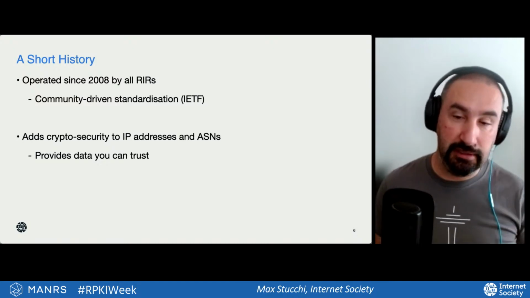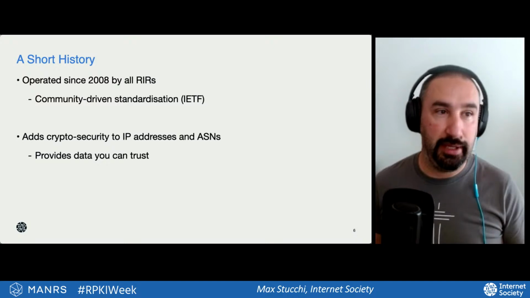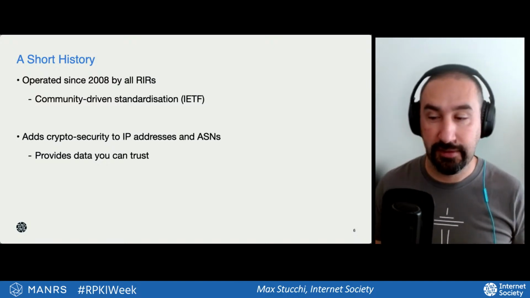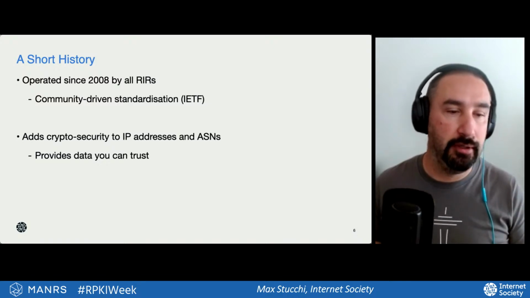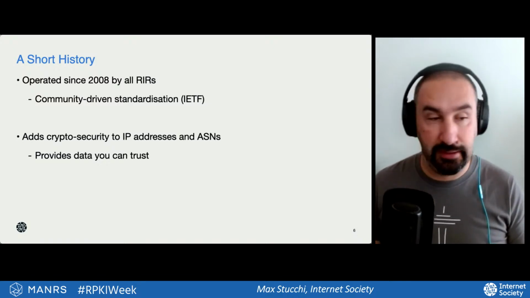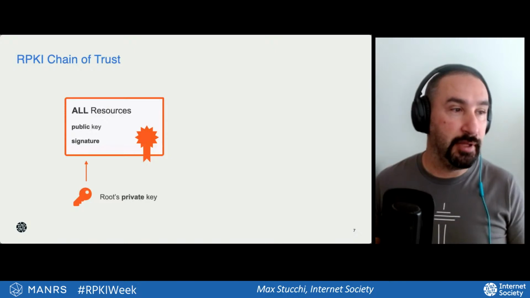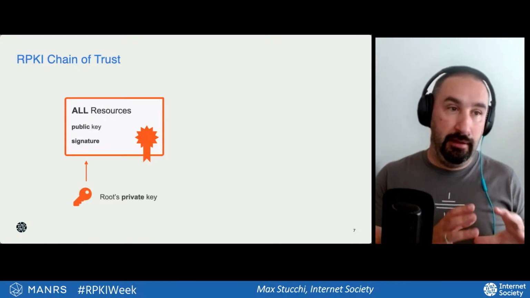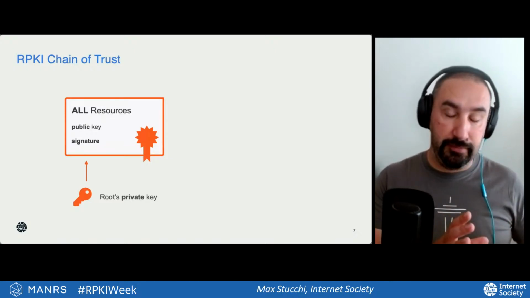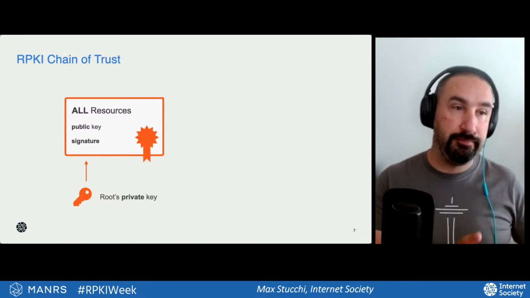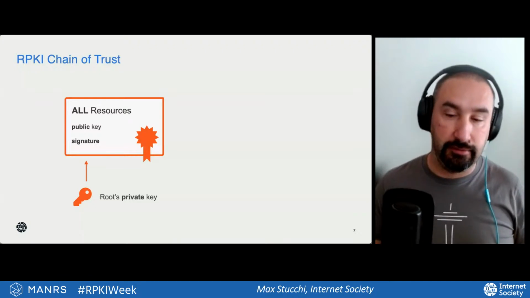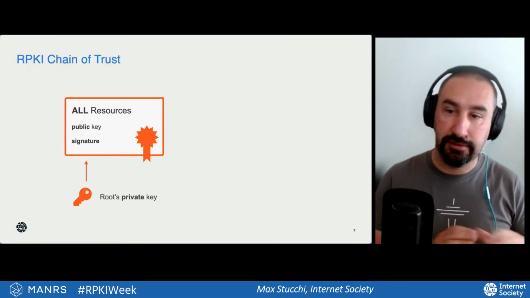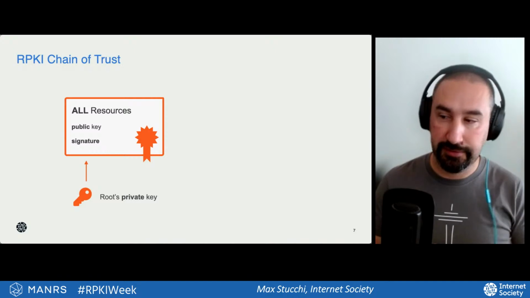And the result is that in RPKI, we have data that we can trust way more than we can with simple route objects in Internet Routing Registries. So how does this work? The regional registries all have a root certificate, and the root certificate covers 0/0, the whole of the address space.